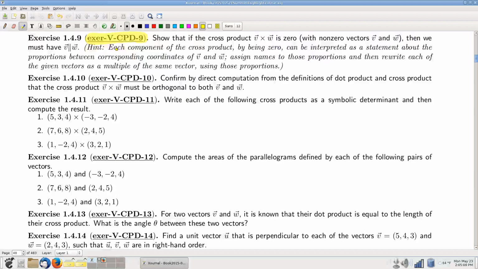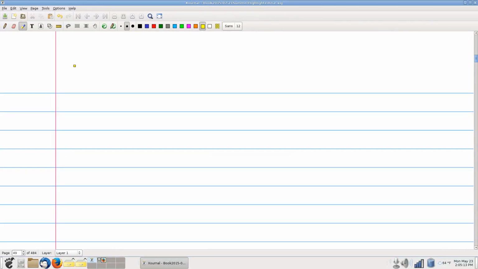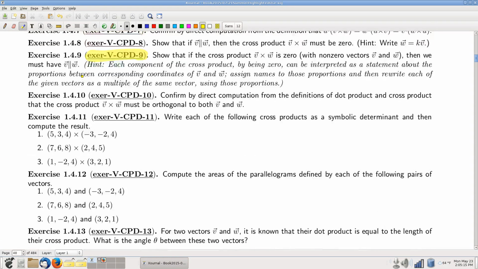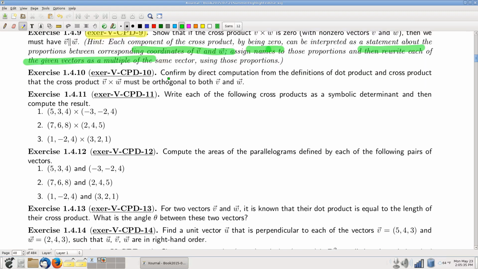Okay, right, so number 9 here, I am going to give myself a blank page to work on. Now I'm going to follow the hint exactly as it's given. The components of the cross product equaling 0 are going to be interpreted as statements about proportions between coordinates of these vectors v and w. That's a mouthful. Let's write it down.